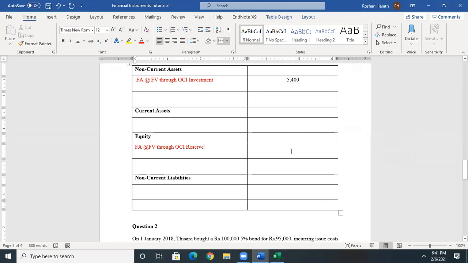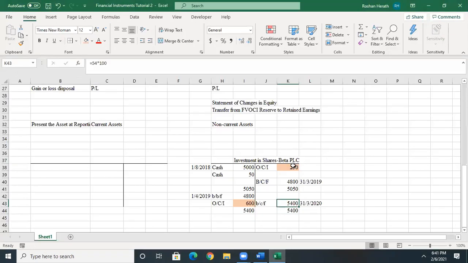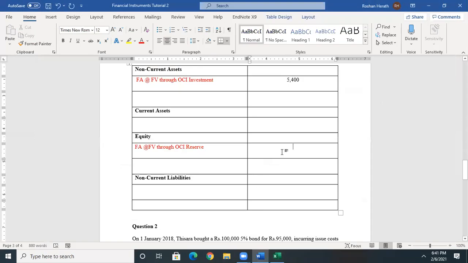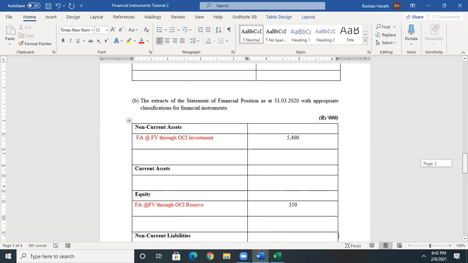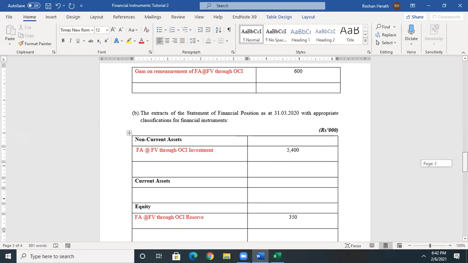So there you got how much. In the previous period, there was a 250 loss, but now it's a 600 gain. But once you take the final figure, it's going to be 350. Right, so this is what is expected. So if you can make these three, that's it.